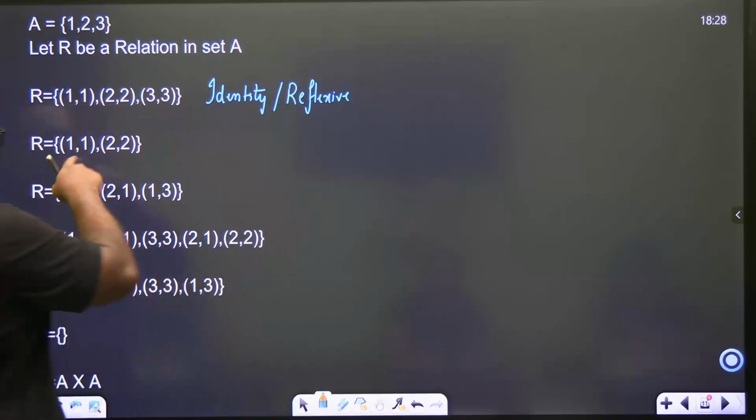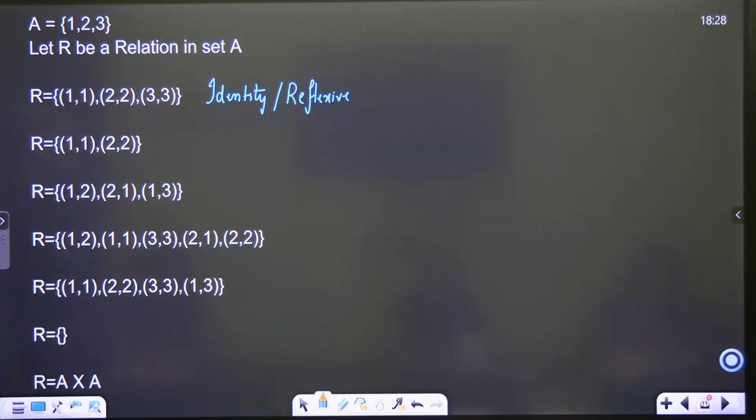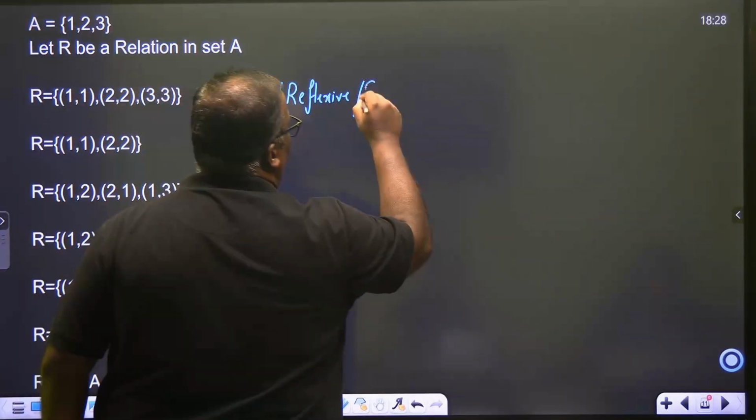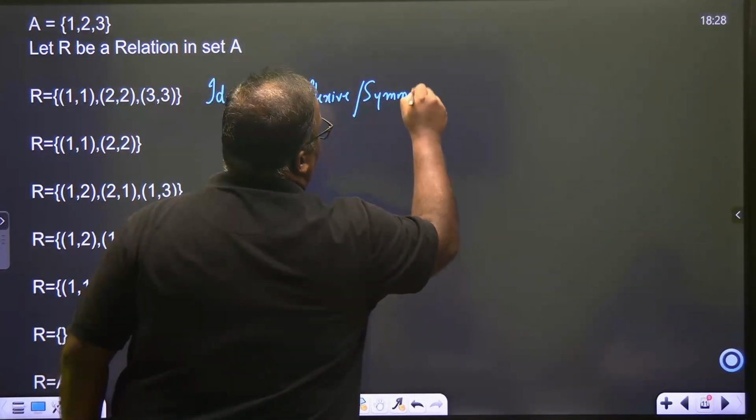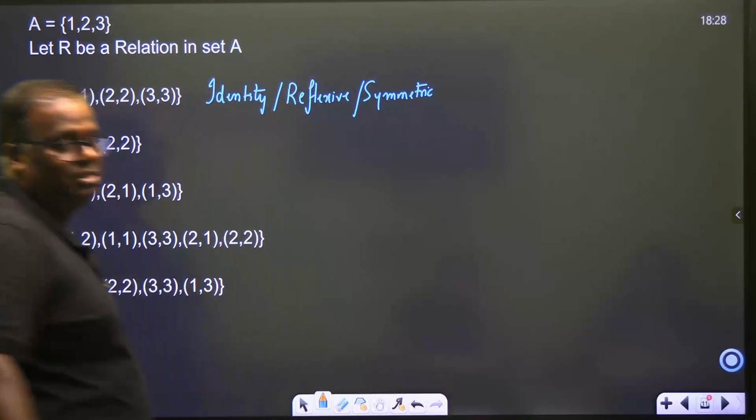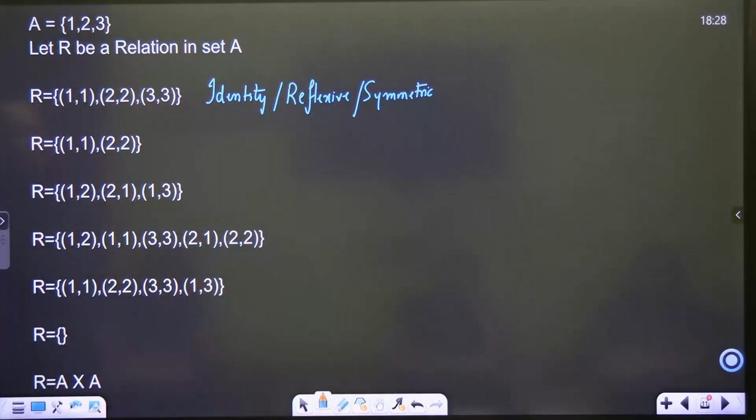So yes. How about (1, 1) and (2, 2)? Yes, this is symmetric also. Very good. This is symmetric also. Okay, (1, 1) and (2, 2).